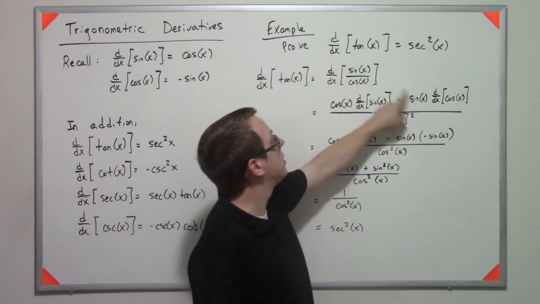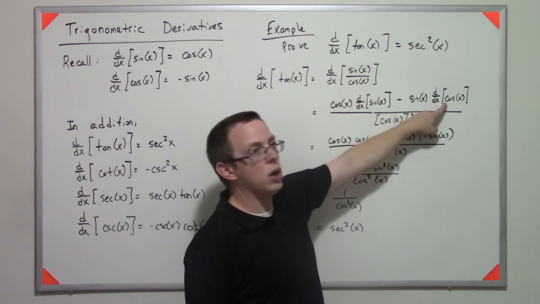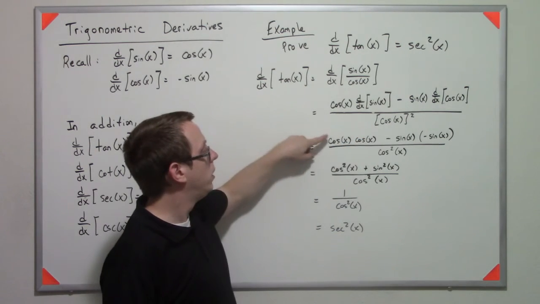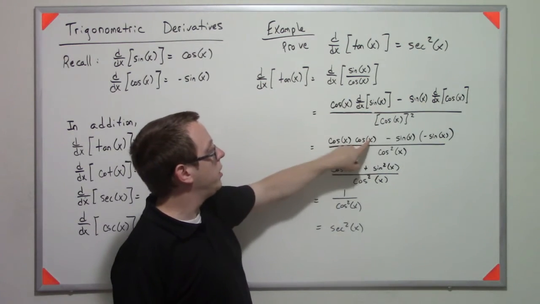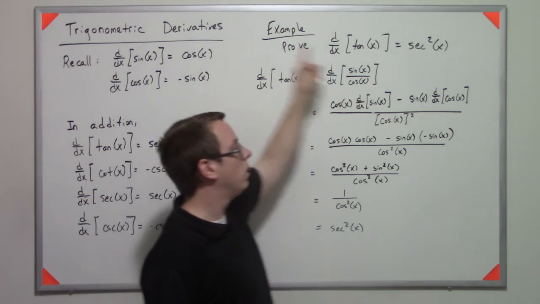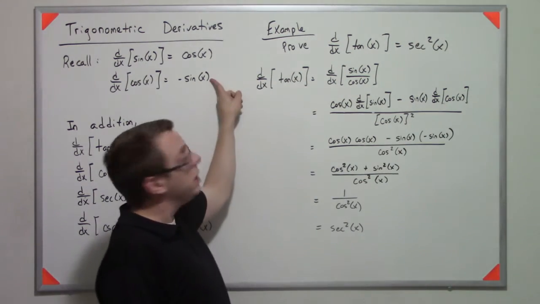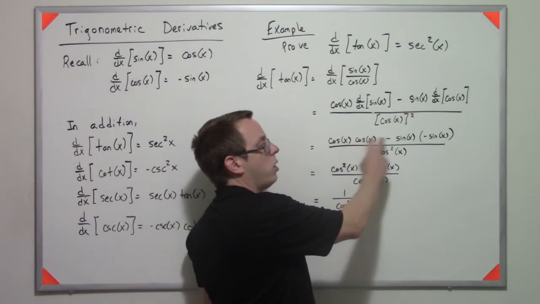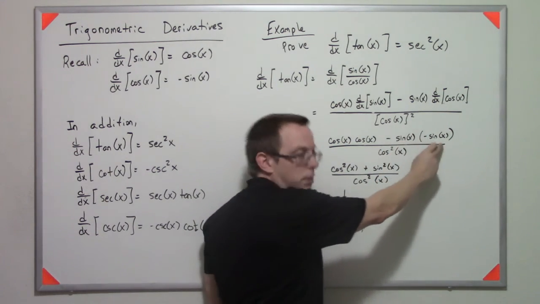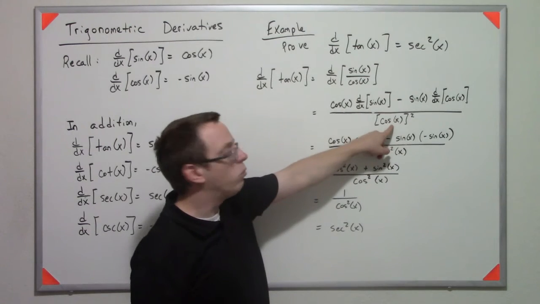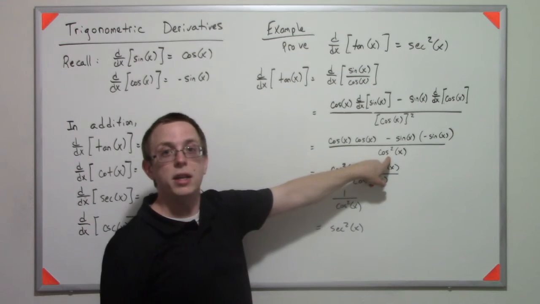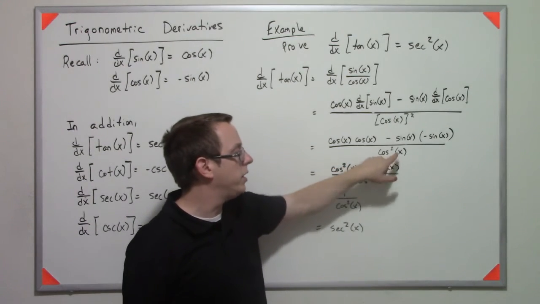minus high d low over low low, so that's where we get the squared from. So the derivative of sine is cosine, remember that's from here. The derivative of cosine is negative sine, so that goes here. So now I have cosine cosine minus sine times minus sine. And remember that convention just says, instead of writing this, we can shorthand it as cosine squared x, like this.